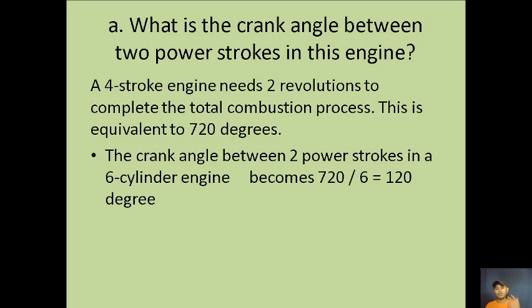First, what's the crank angle between 2 power strokes in this engine? As we all know, a 4-stroke engine has 2 revolutions, and 2 revolutions equals 720 degrees. So 720 degrees divided by the number of cylinders, which is 6. The crank angle between 2 power strokes in a 6-cylinder engine is 120 degrees. So every 120 degrees, one cylinder has its power stroke or combustion.